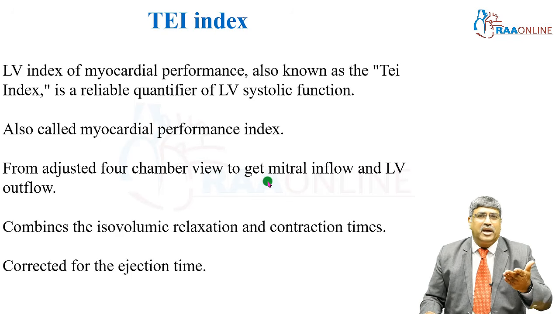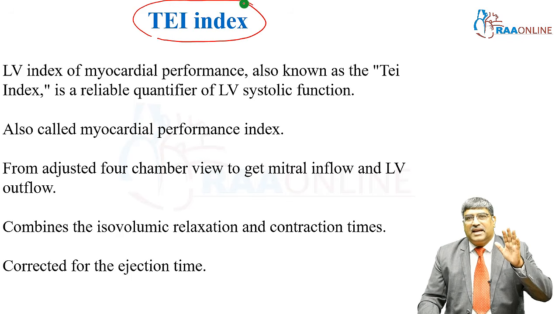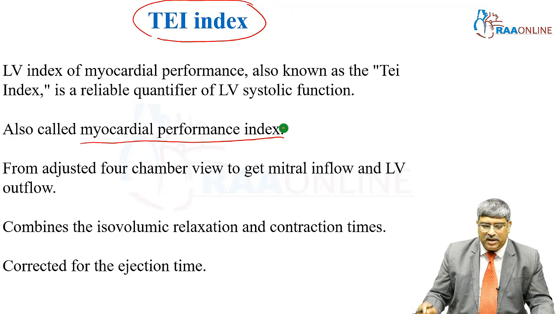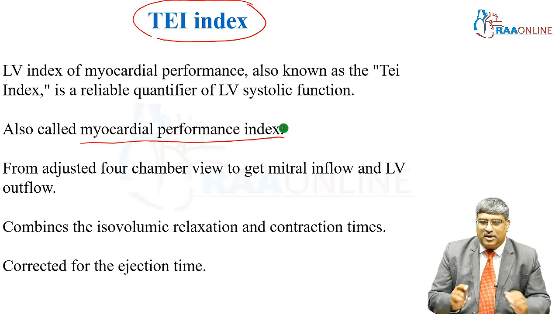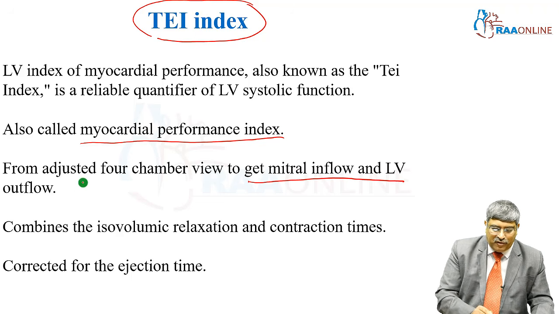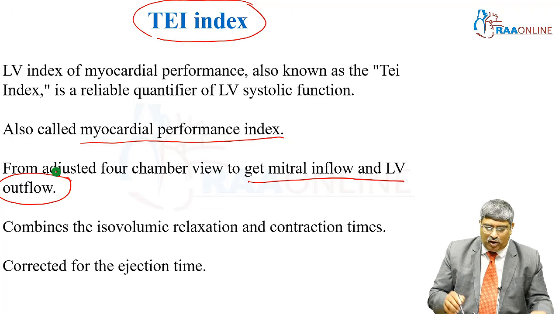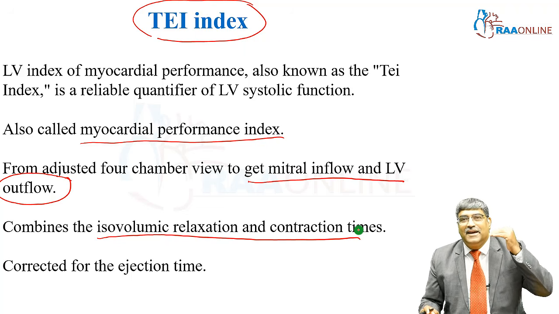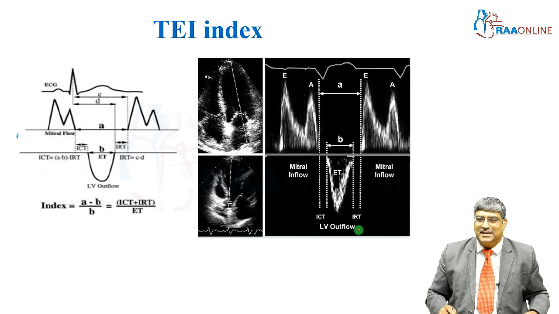Now coming to the myocardial performance index, which is called the Tei index. This can assess the systolic function. It is also called the myocardial performance index. Here you adjust the 4-chamber view to get the mitral inflow and LV outflow. Here you combine the relaxation and the contraction time and correct it for the ejection time.